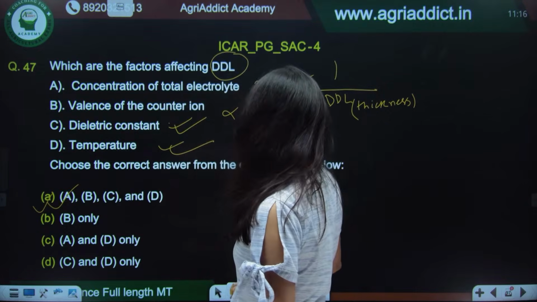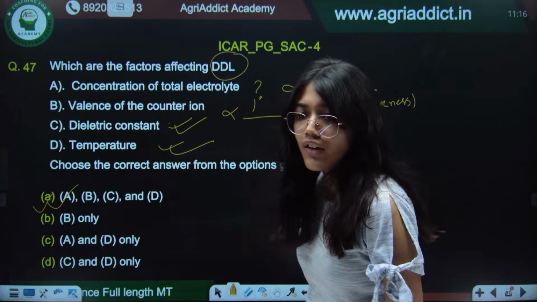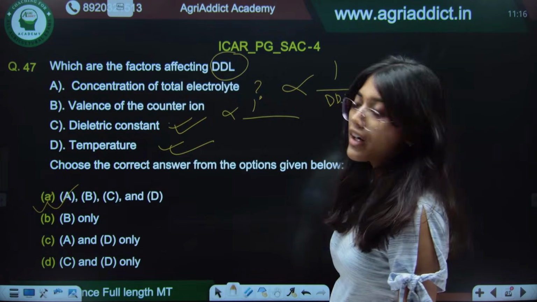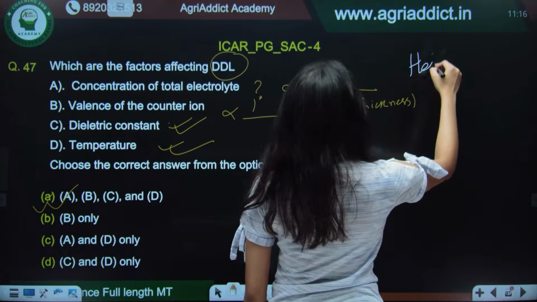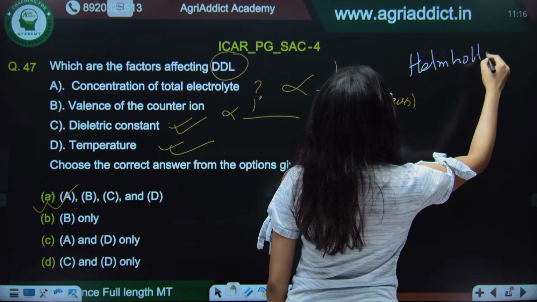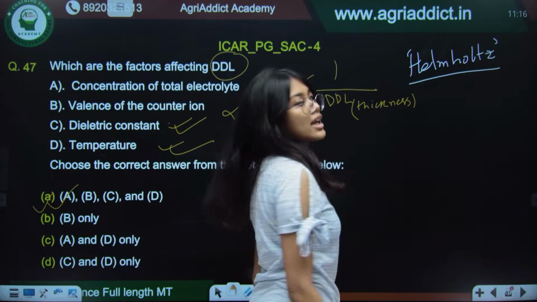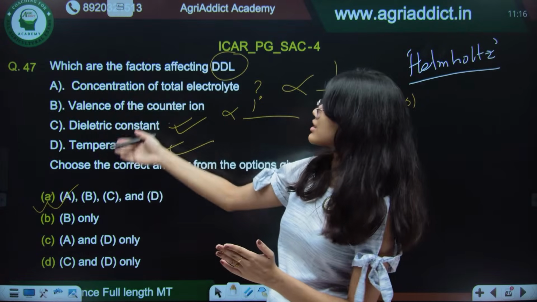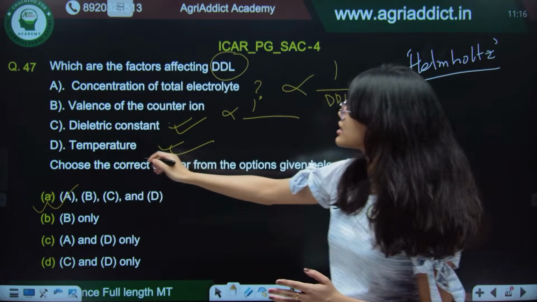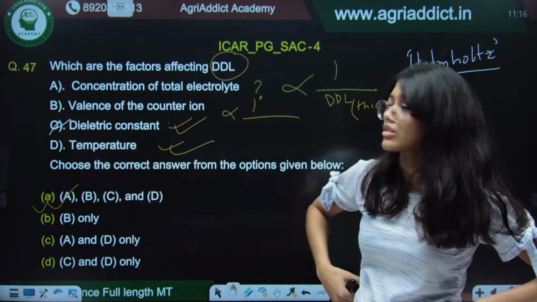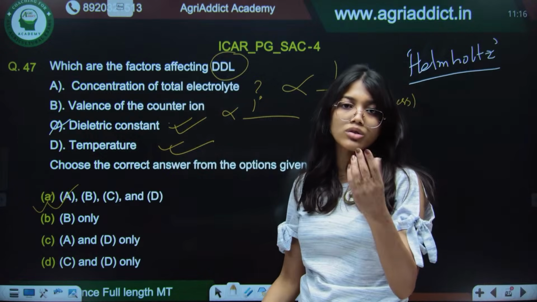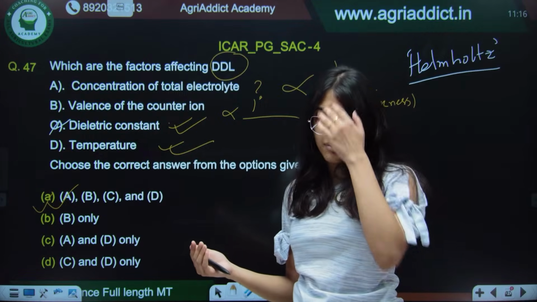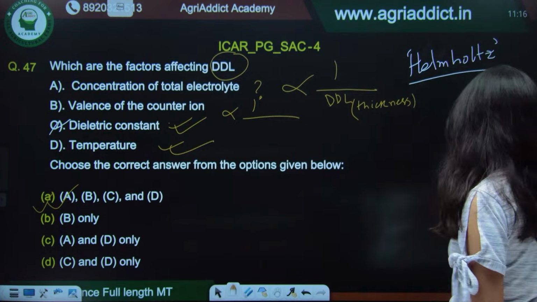Yes, all of these factors will influence the DDL. You are correct, Vangala. Another thing I wanted to mention is that the first DDL model was given by Helmholtz, right? This is a limitation of the Helmholtz model: he could not state the effect of all these factors. He only stated the effect of dielectric constant. The rest three he could not state, and that's why the Gouy-Chapman and Stern's double layer models came into existence, because he could not prove that.